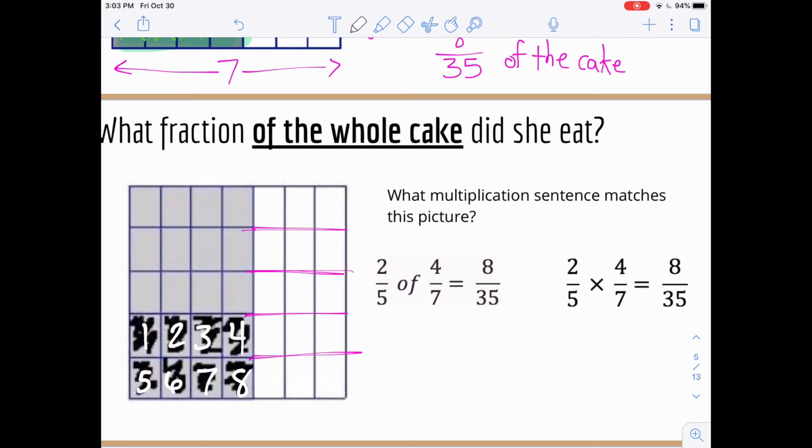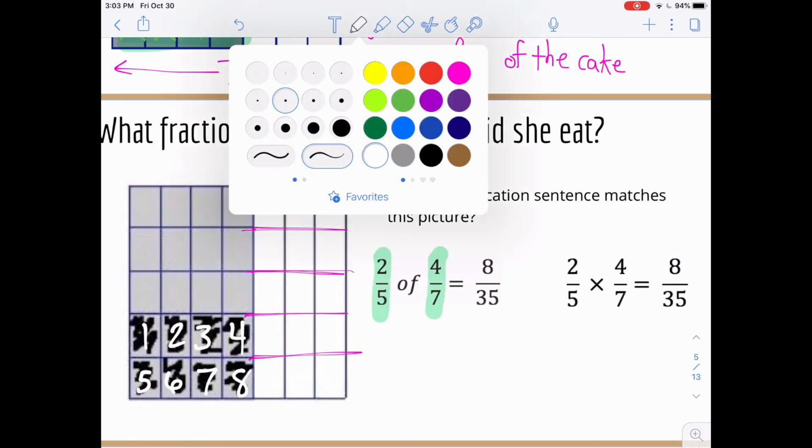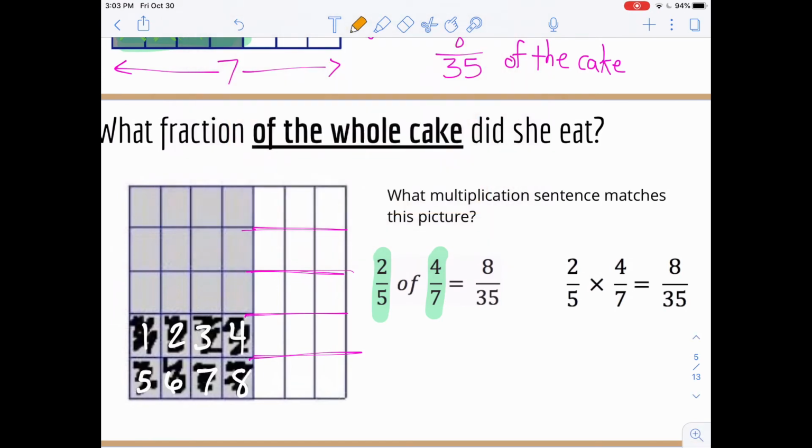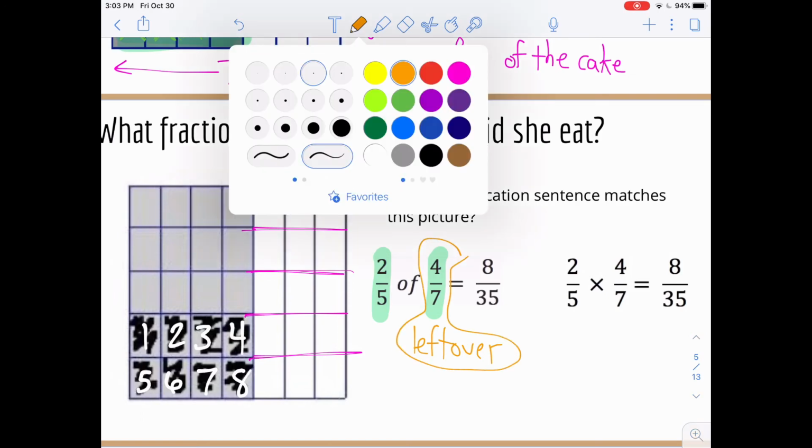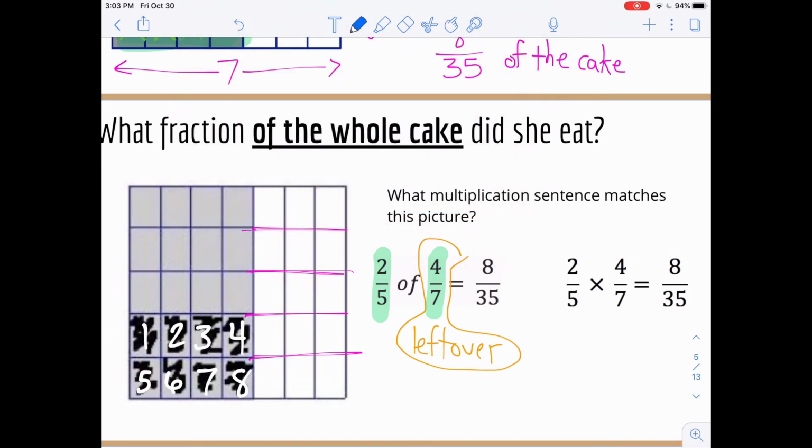And now let's take a look at what the multiplication sentence says. It says she ate 2/5 of 4/7. Remembering that 4/7 specifically was the leftover or the remaining cake. She ate 2/5 of the leftovers. That's the same as 8/35 of the whole.